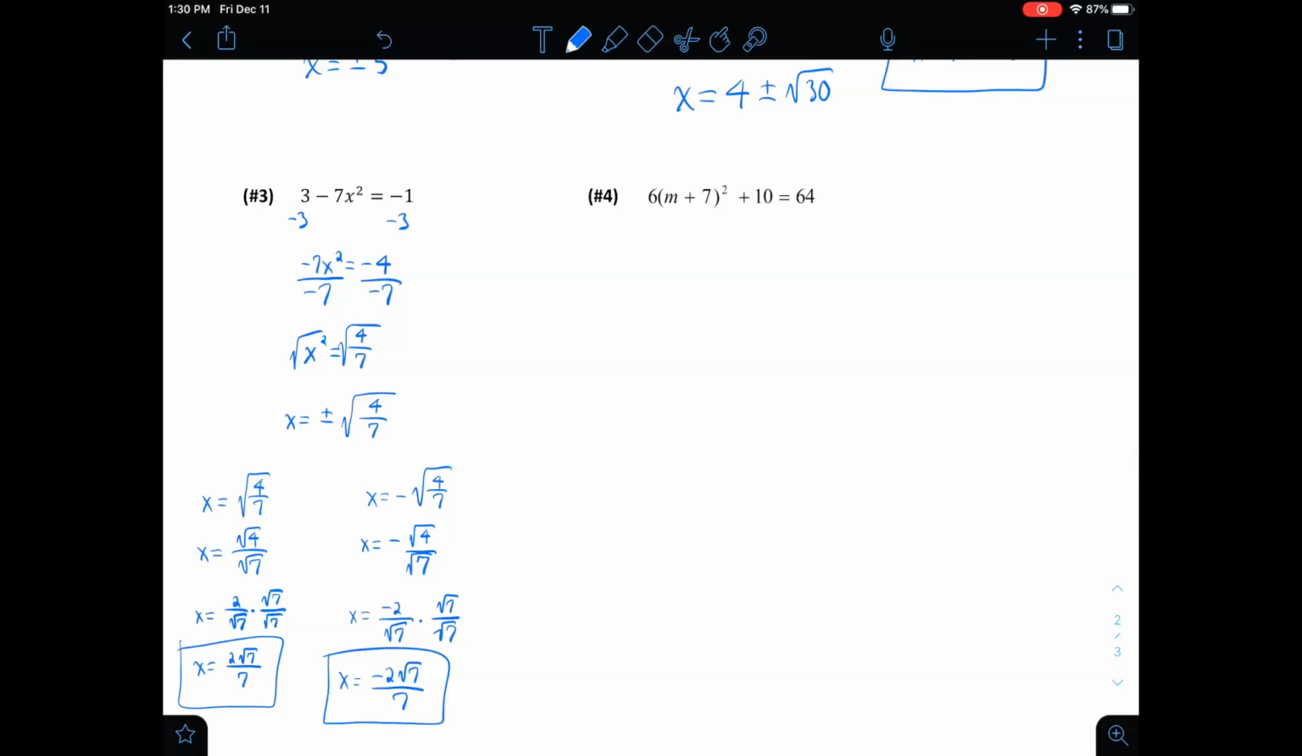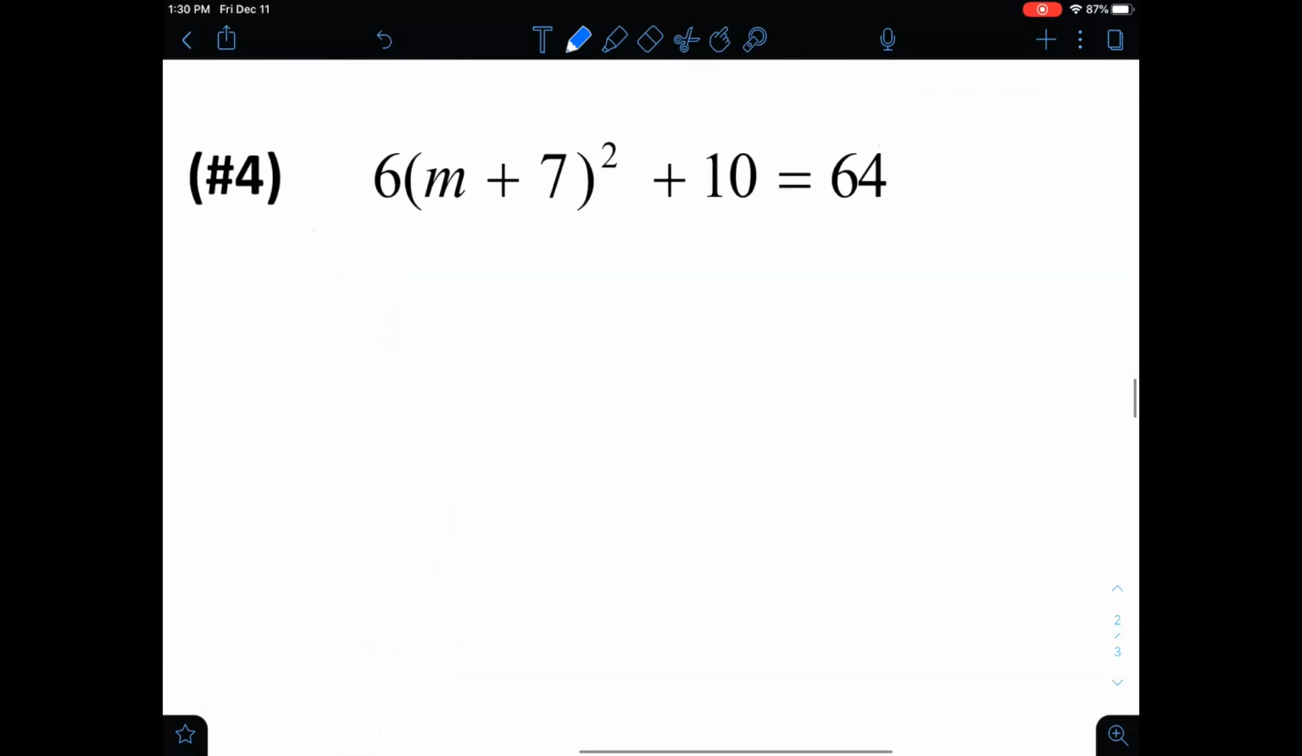All right, number 4, last problem for today. We have 6 times the quantity of m plus 7 all squared plus 10 equals 64. So if we had just this, what would we distribute first? Here's the thing we have to be careful about: you can't actually distribute the 6 to both of these, because this is m plus 7 times m plus 7. These are two m plus 7s being multiplied together, so be very careful with that. When you have something squared like this, it's kind of protected, and I would not distribute or mess around with what's inside the parentheses so much.